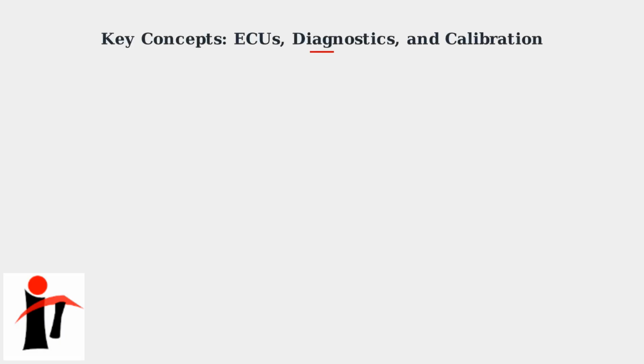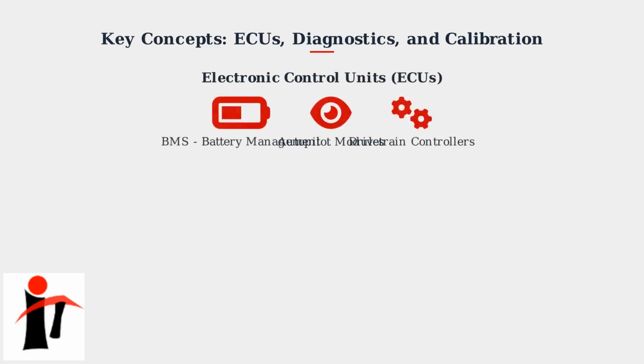Service mode in the Tesla Model S provides deep access to the vehicle's electronic control units, enabling comprehensive diagnostics, real-time monitoring, and system calibrations that ensure optimal performance and safety. Electronic control units, or ECUs, are the brain of the vehicle's systems. These specialized computers manage everything from battery health to autonomous driving features.